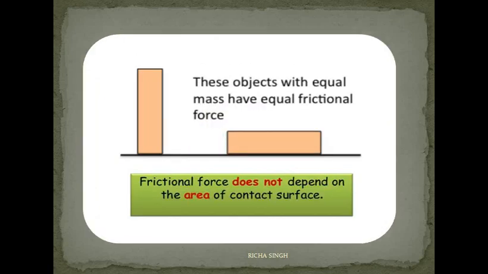Now this is the third point, though it is not given in your book, but you should know that friction does not depend upon the area of contact. These are two blocks which have equal weight. If you keep it like this, the area is more, and here if the block is kept vertically, the area is less. So frictional force does not depend upon the area of the surface.